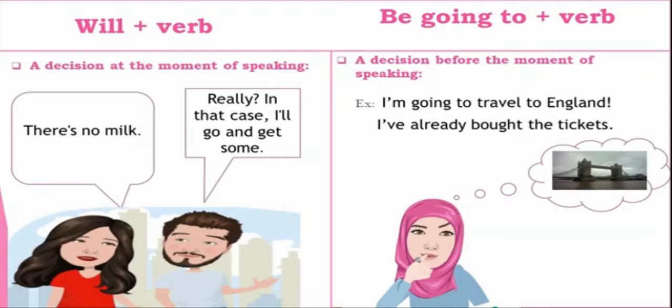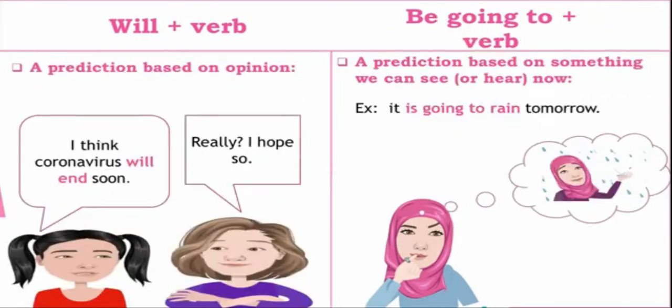But be going to, we use it for a decision before the moment of speaking. For example, I am going to travel to England. I've already bought the ticket. So this decision, I made it before, not now. I made it before the moment of speaking.